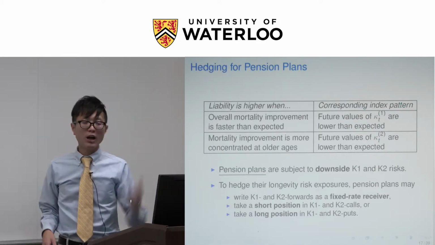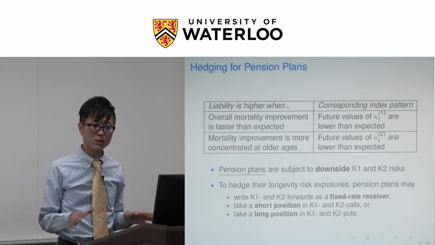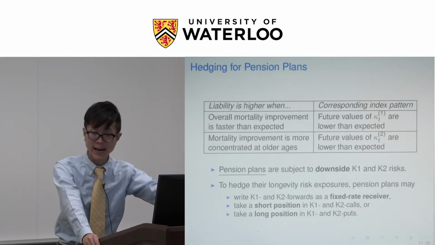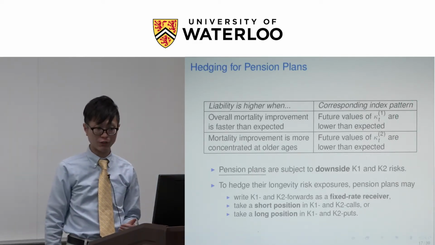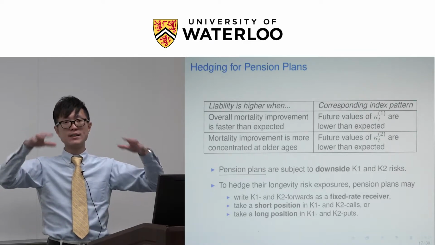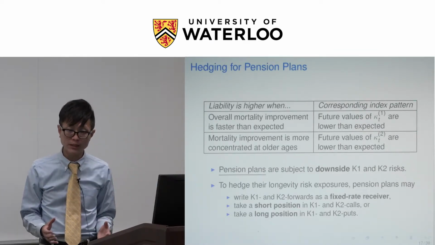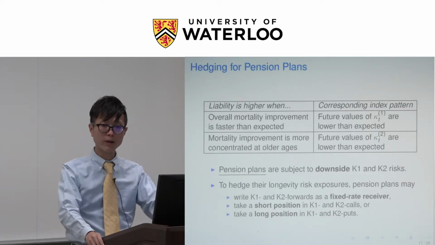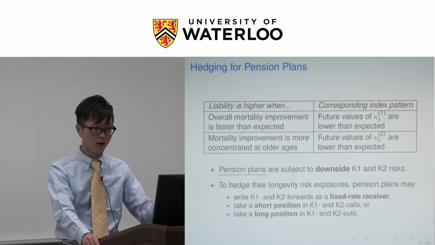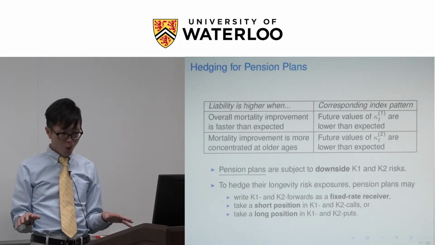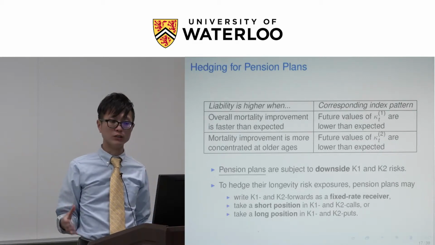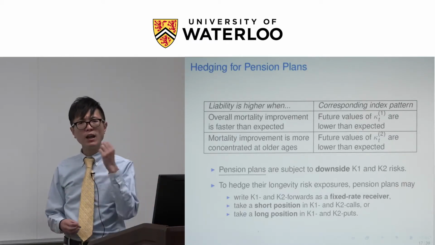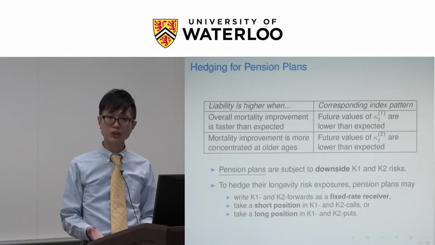Along this line, to hedge the longevity risk exposures of a closed pension plan, we may either write K1 and K2 forwards as a fixed rate receiver, so that if the CBD indices turn out to be lower than expected, as a hedger, we receive payoffs from the counterparty to offset the correspondingly larger liability. Or we may want to take a short position of K1 and K2 calls, or we can take a long position of K1 and K2 puts.